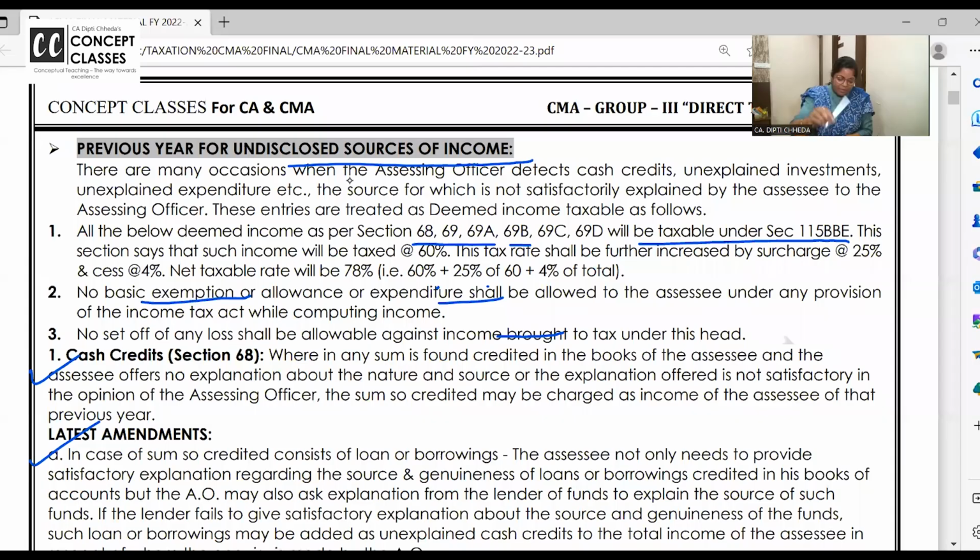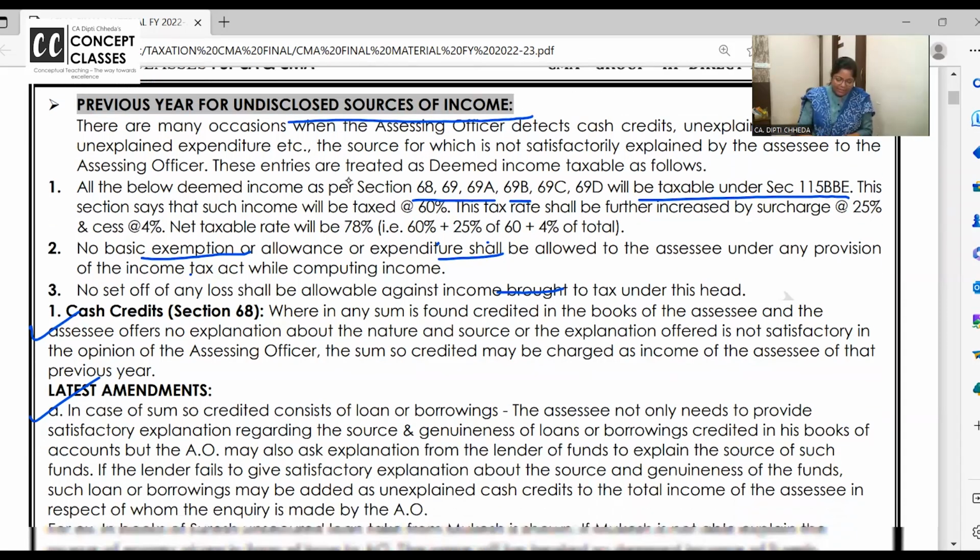You cannot set off any other losses or brought forward house property, business or capital gain loss. मैम एक घर बेचा था उसमें capital loss हुआ है. Can I set off in this gain? No, you cannot set off. That's why it's all flat. It's written: no set off, no basic exemption, no benefit of expenditure, nothing.